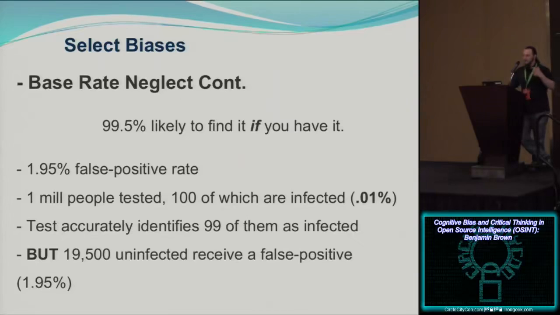So let's dig in a little more. You have to remember that it's 99.5% likely to find it if you have it. It's a diagnostic test. Now, if we take a population of 1 million people, have them all tested, 100 of them would show up as infected, given our percentages, and the test would accurately identify 99 of them as infected. But 19,500 uninfected people will receive false positives on the test. I mean, that's a pretty large number of false positives.